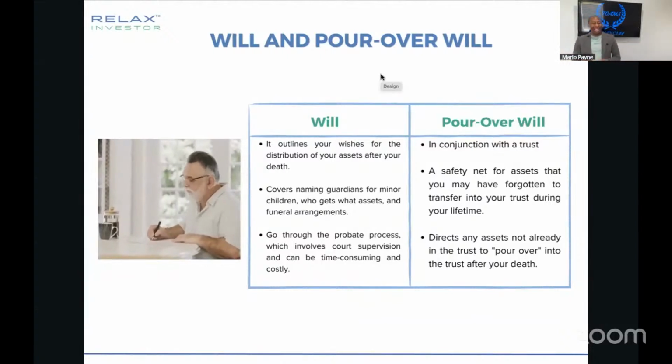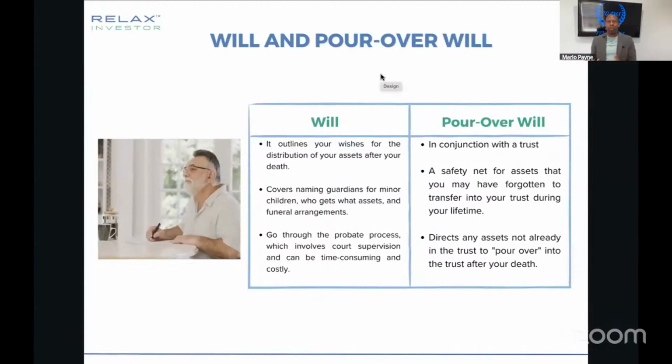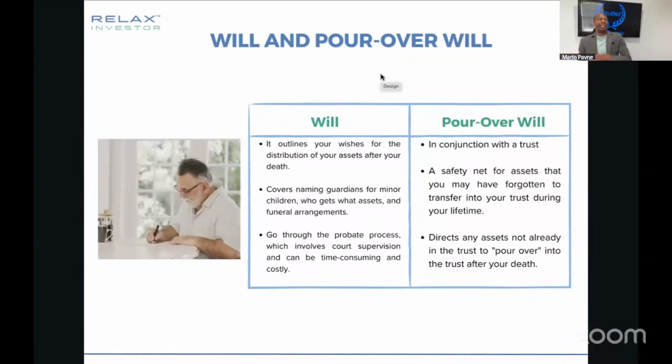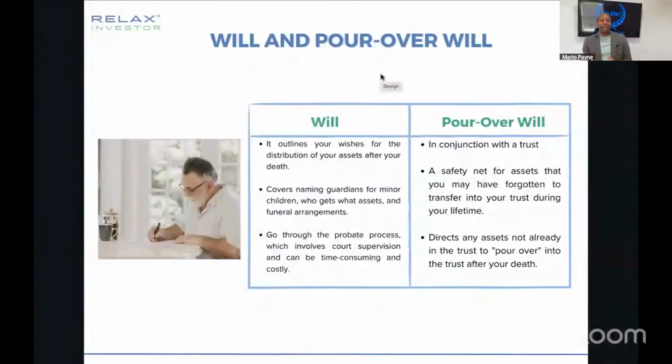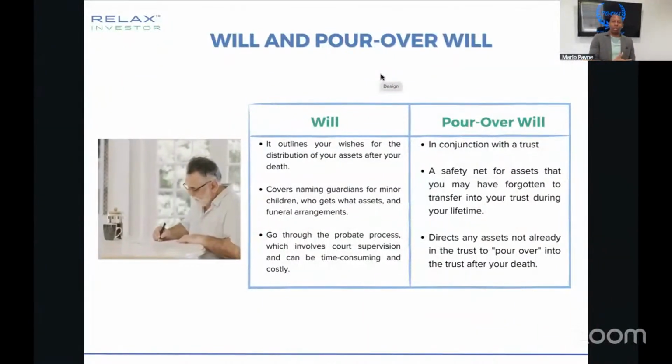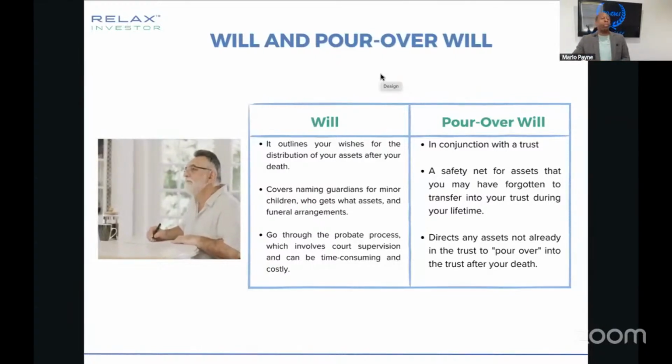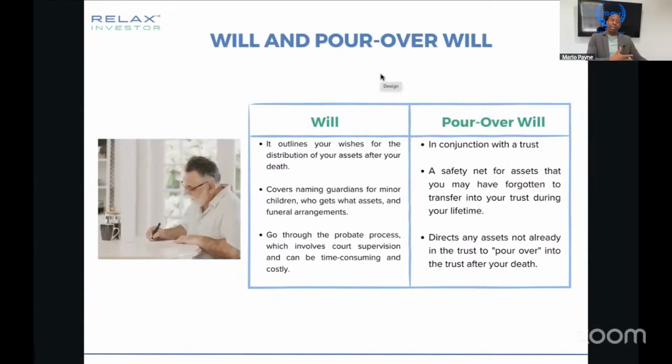A pour over will is in conjunction with the trust. So you have a pour over will if you have a trust as well. It's a safety net for assets that you may have forgotten about when you did your trust. So if you do a trust and a year or two later you bought another property, or you forgot about a property you had and didn't put into the trust's schedule of assets, it's a safety net saying, hey, the stuff you forgot about pours over from the will to the trust. So that has the potential of bypassing probate.